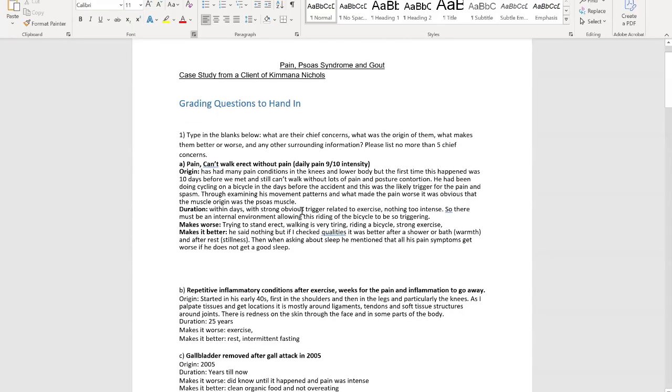The duration within days with strong, obvious trigger related to exercise. So whenever this happens, then the treatment needs to be more specific to get a more immediate result. We'll talk about the relationship from general treatment to specific treatment. We've got an acute imbalance that's within the last day. So specific treatment is more needed here to get results quickly.